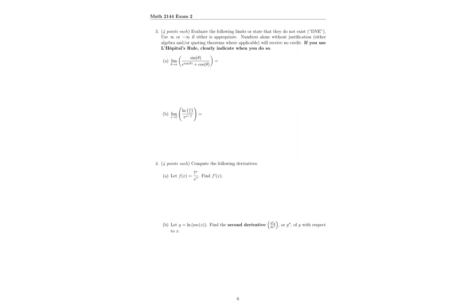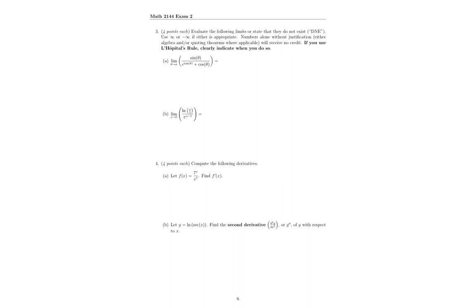So this one says, evaluate the following limits or state whether they do not exist. If I notice on this one, theta is going to pi. So the first thing we want to do is, if this happens to be a continuous function, I should just be able to plug in the value of pi. Well, what happens if I plug in pi? In the numerator, I get sine of pi, which I know is 0. In the denominator, I'm going to get what?